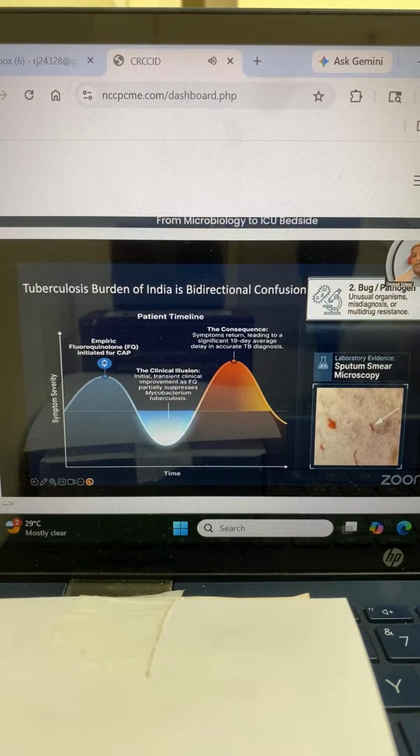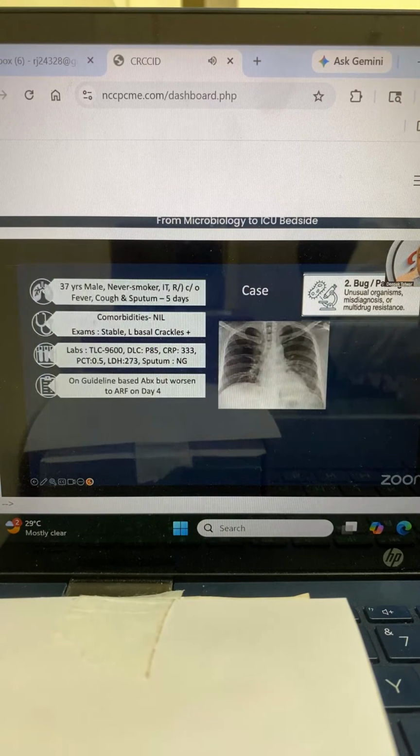So there is a clinical illusion where you give a community-acquired pneumonia patient a fluoroquinolone, they do better for some time, but then they explode, which is a typical pattern that it was a tuberculosis which has finally got exposed in the patient who was perhaps having a dual infection.